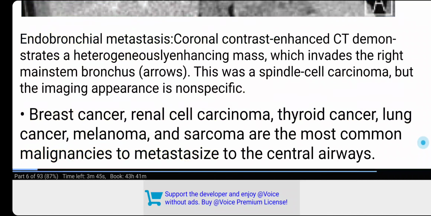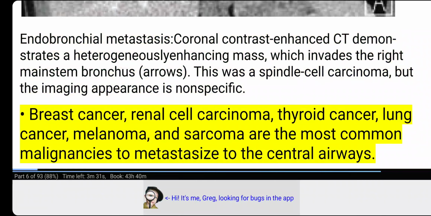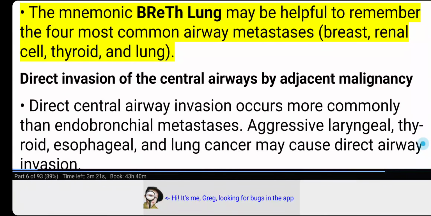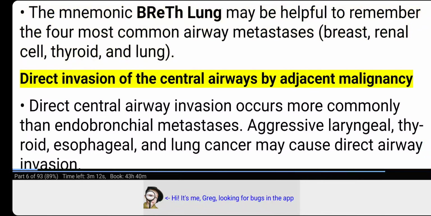Endobronchial metastasis. Coronal contrast enhanced CT demonstrates a heterogeneously enhancing mass, which invades the right mainstem bronchus, arrows. This was a spindle cell carcinoma, but the imaging appearance is nonspecific. Breast cancer, renal cell carcinoma, thyroid cancer, lung cancer, melanoma, and sarcoma are the most common malignancies to metastasize to the central airways. The mnemonic BRETHLUNG may be helpful to remember the four most common airway metastasis: breast, renal cell, thyroid, and lung.